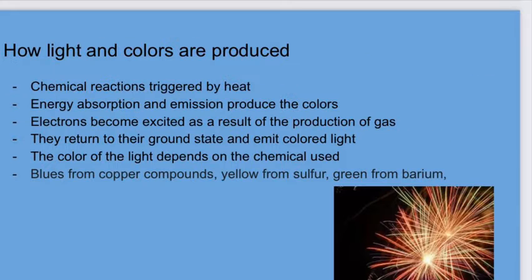How light and color are produced. Energy absorption and emission produce the colors. Light is produced when electrons become excited as a result of the production of gas. They return to their ground state and emit colored light. The color of the light depends on the chemical used. For example, blues are from copper compounds, yellows from sulfur, and green from barium.